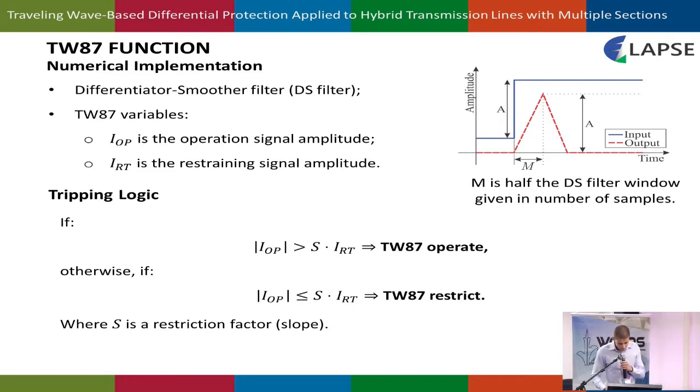Based on these two amplitudes, the tripping logic is created. If IOP is more than S multiplied by IRT, TW87 operates. Otherwise, if IOP is less than S multiplied by IRT, TW87 is restrained, whereas there is a restriction factor called here slope.